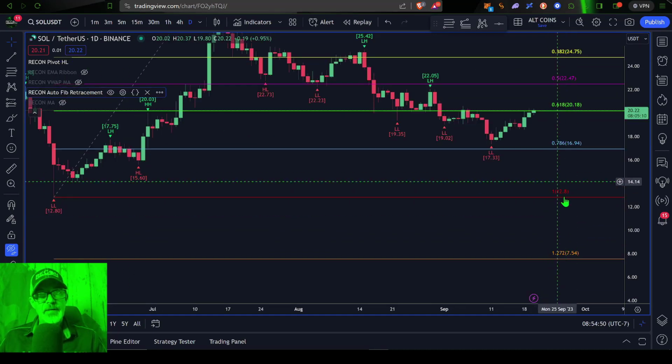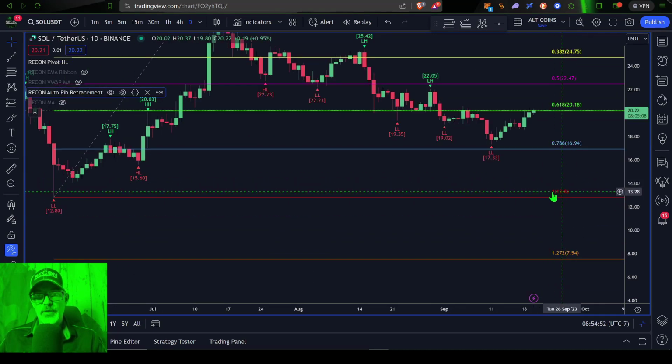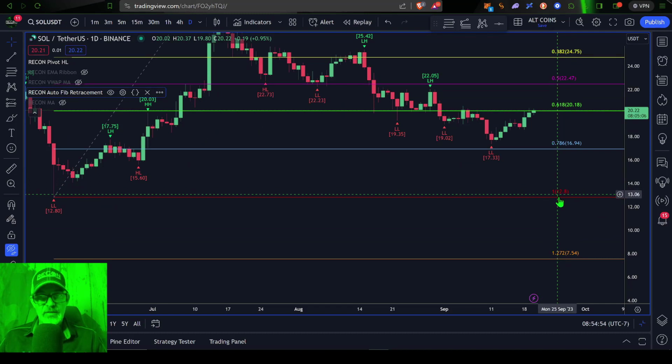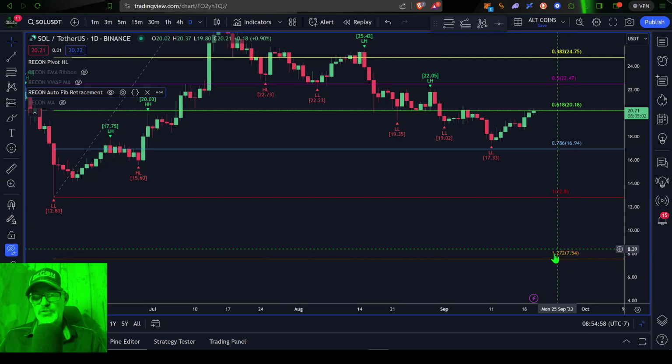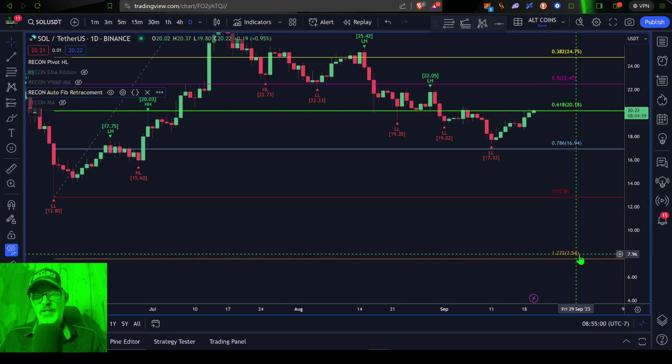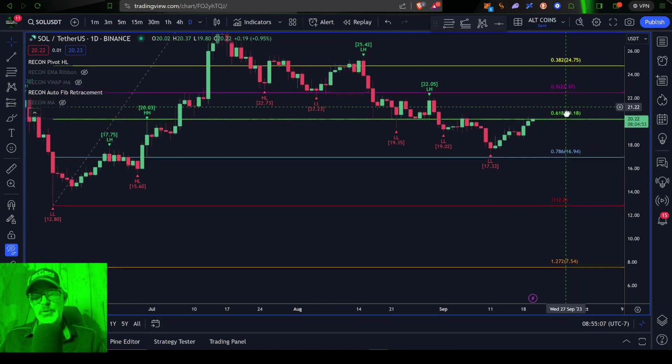Now, if the bears are able to crush the price down below 1280, then there could be a free fall all the way back here to the 1272, which is coming in around 750. That would be perhaps a worst case scenario, especially for the bulls.